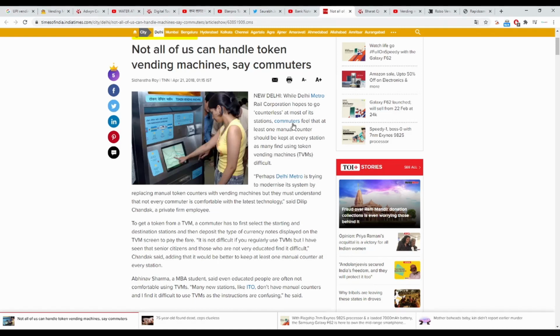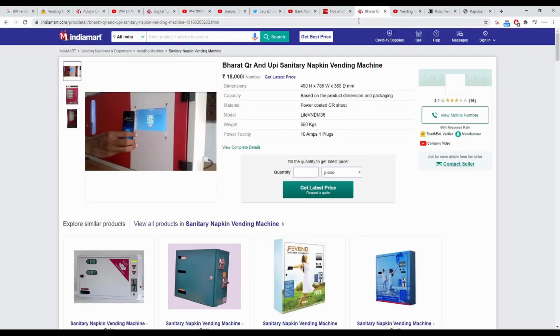This is one of the biggest problems with vending machines. The interface is so complex that most normal people will not understand. All you need is a simple interface.